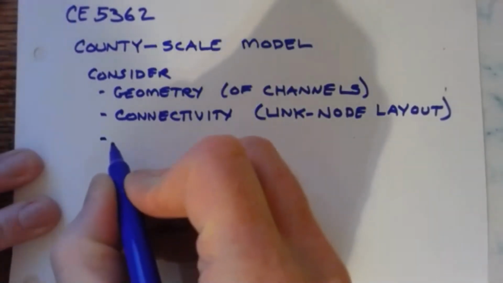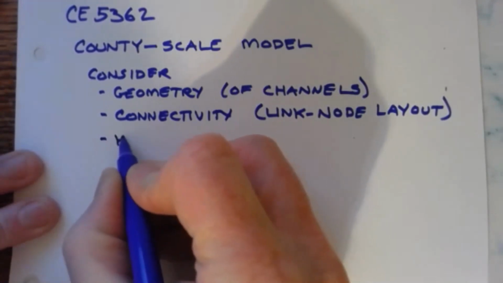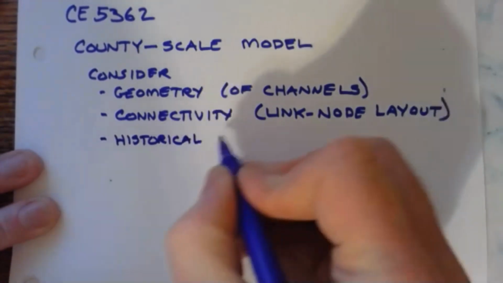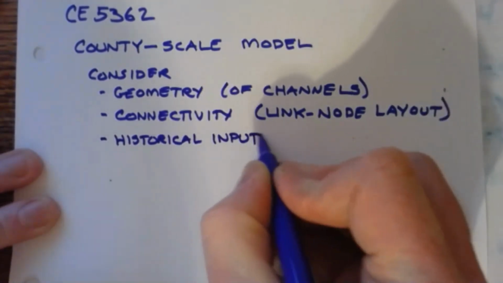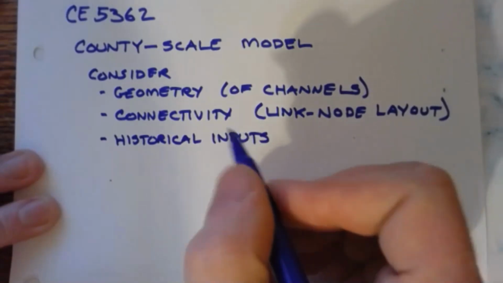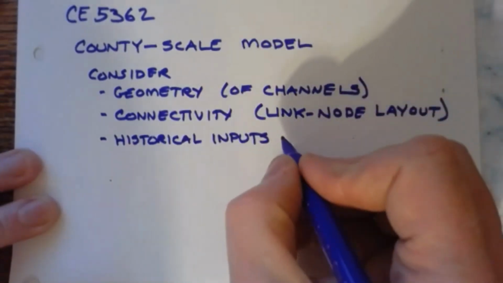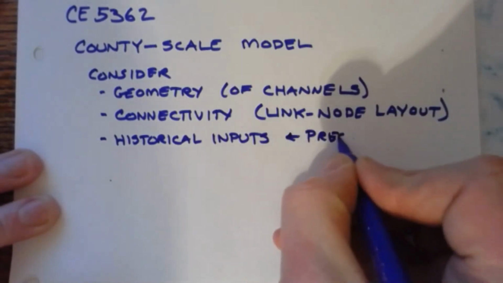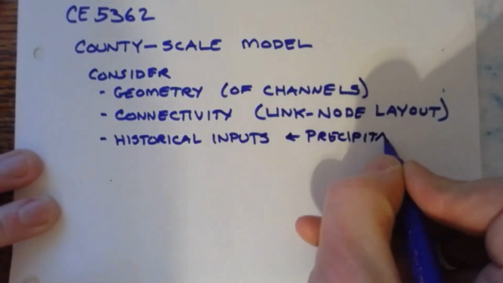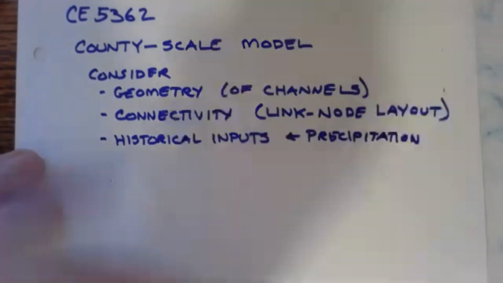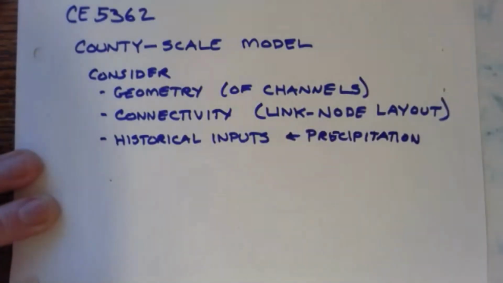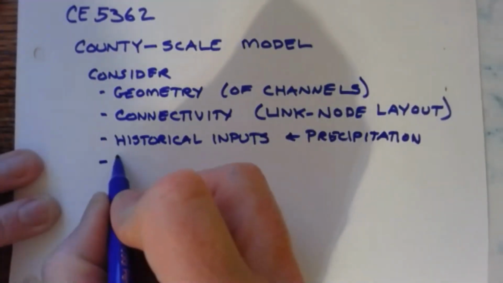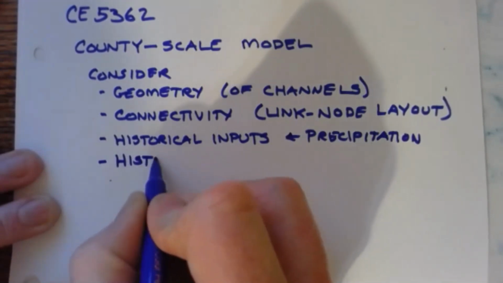The next thing that is generally going to be of some concern is going to be historical inputs. In the case study example of that Harris County model, the input of importance is precipitation. And in principle, whatever the antecedent moisture condition and channel conditions is. And then historical stage.